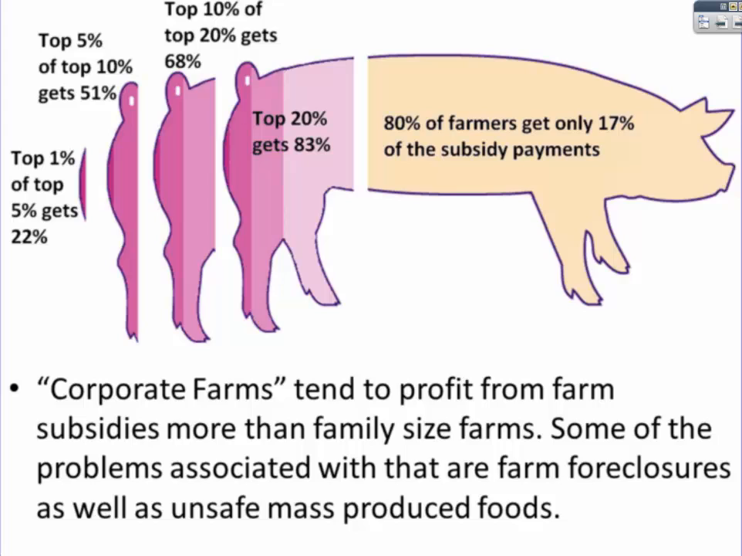I know that's long and confusing, but that means that this small little fraction of this entire graphic of a pig here gets 22% of farm subsidy payments. That's pretty obscene because farms that are that big don't really need any financial assistance. So it's one of the negatives that comes out of what was meant to be a very positive thing for farmers during the Great Depression.